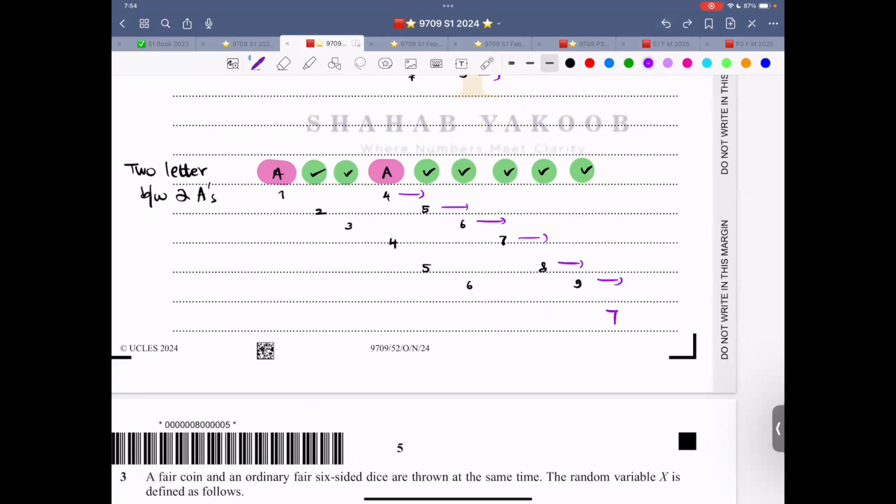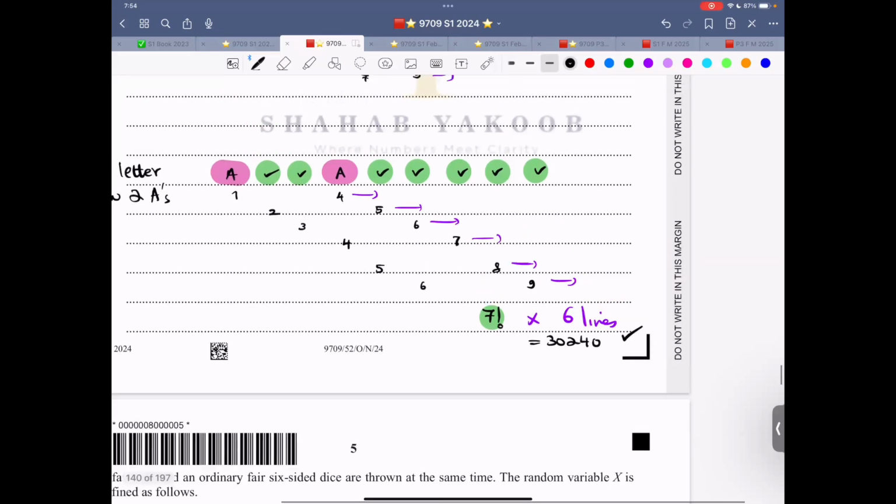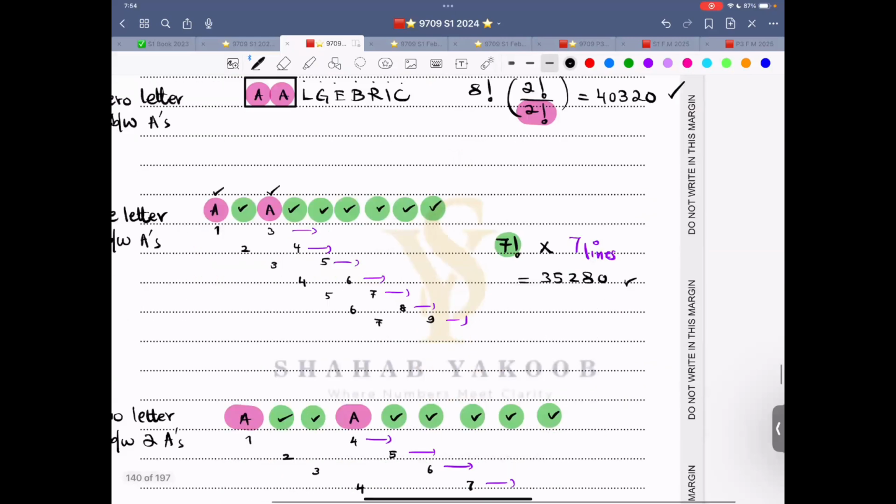6 instead of 7 in the previous one. There are 6 lines over here, multiplying with what? With the green one. That is again 7 factorial. So 7 factorial into 6, that is 30240. So we have 30240, we have 35280, we have 40320.